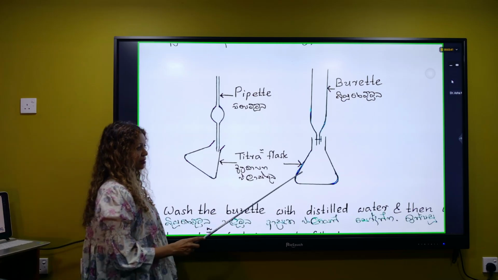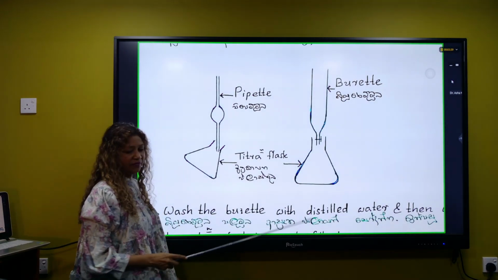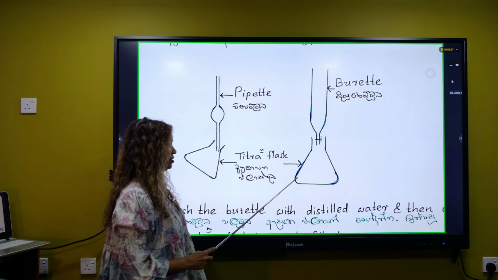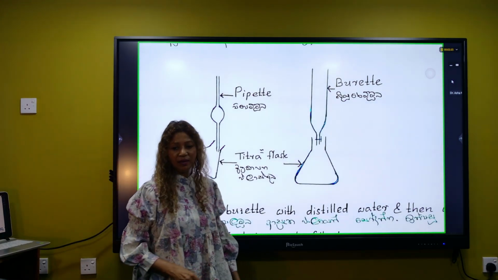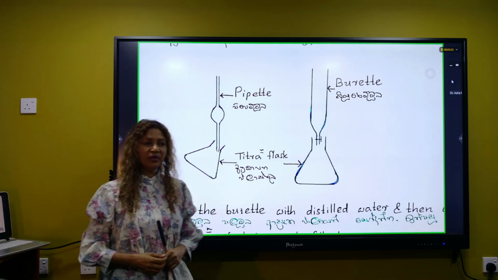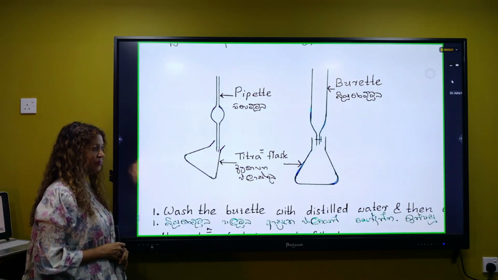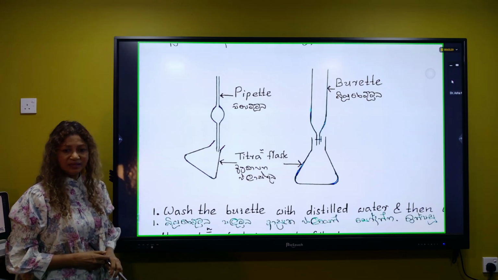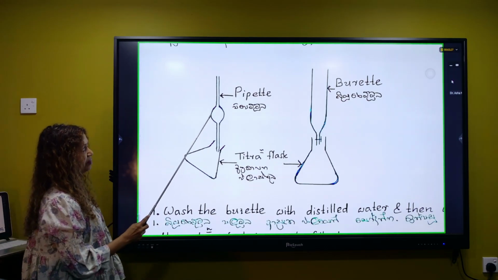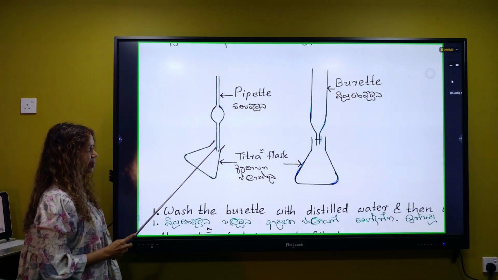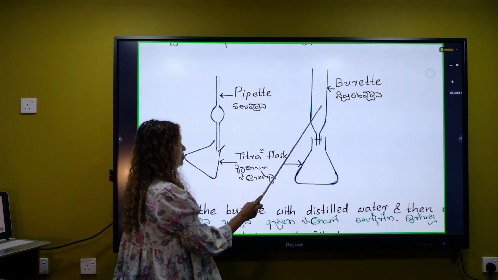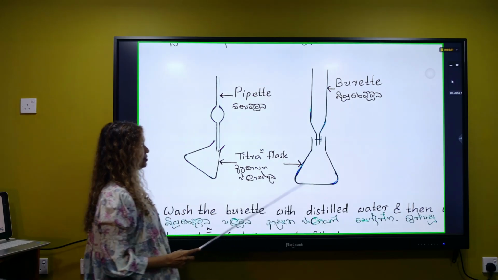Since this is an unknown solution, we're going to find the concentration of this solution. We need the volume and number of moles. For that, we're going to use the exact volume. To get the exact volume, we are using the pipette. So this is called the pipette, this is the burette and this is the titration flask.